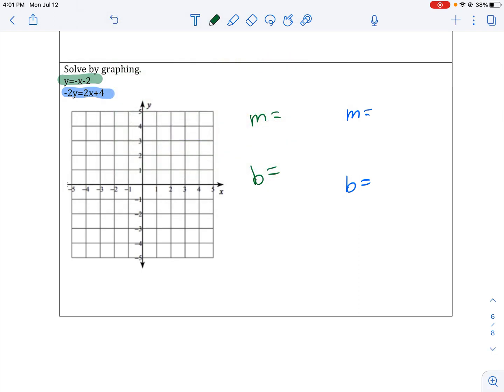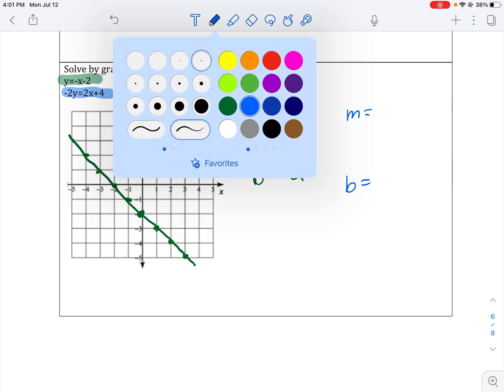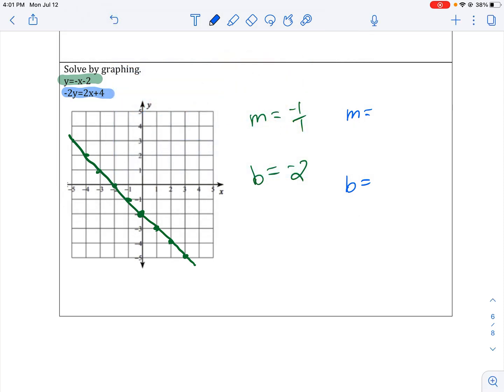So I'm going to identify my slope here as -1/1, because the coefficient of x is -1. Y-intercept is -2. There's my slope. I'm going to make as many points the other direction as well. There's my first line. Now my blue line takes some work here because y is not isolated. I've got to divide everything by -2 to get y all by itself.